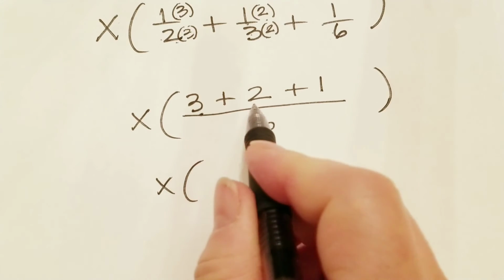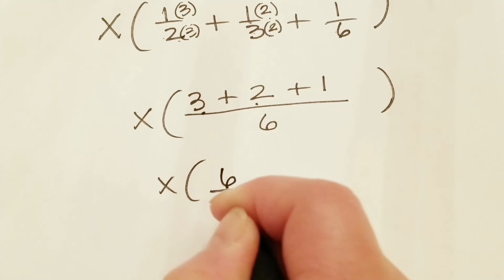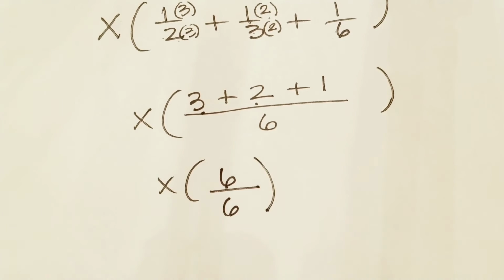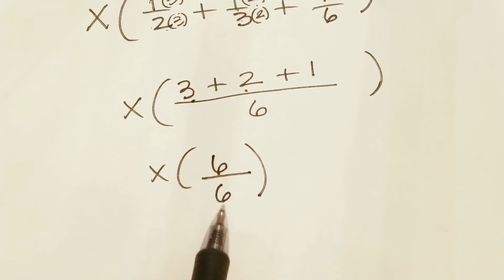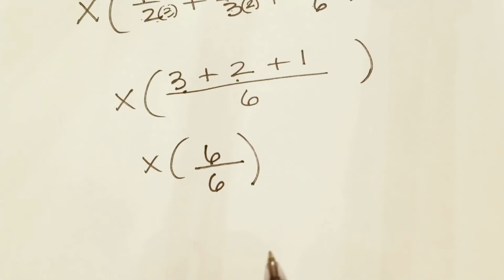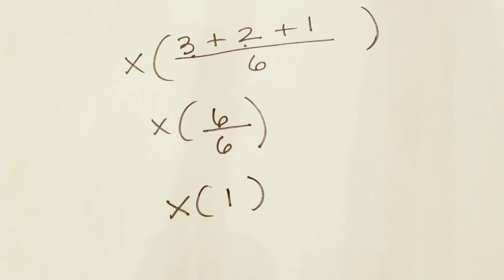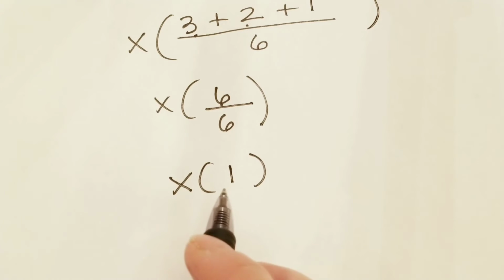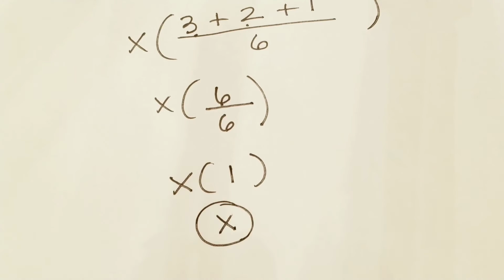Now 3 plus 2 is 5, plus 1 is 6, divided by 6. And we know that 6 divided by 6 is 1. I'm just going to go ahead and write that for sake of being thorough. And then 1 times x is 1x, or x.